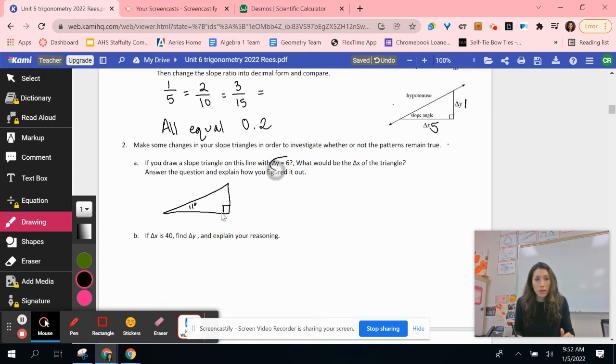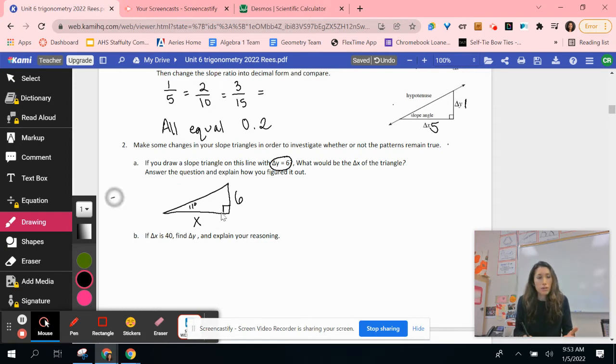This time, we're given that the change in y is 6. That's this value here. What we want to figure out is this change in x, this value here. So when we divide these two numbers by each other, we want them to be equal to that 1 over 5.